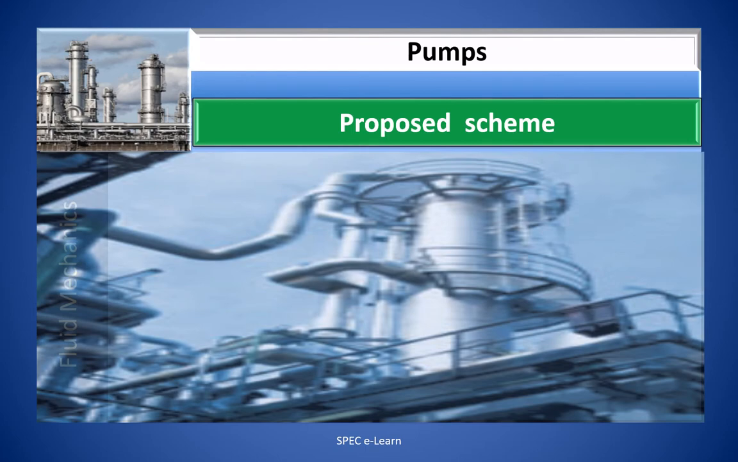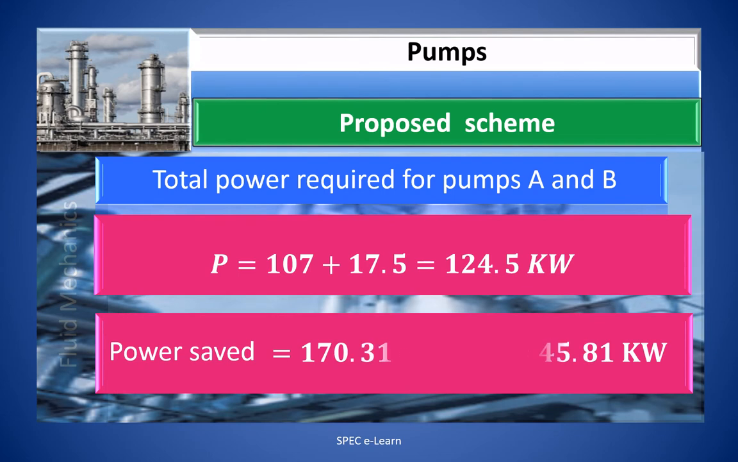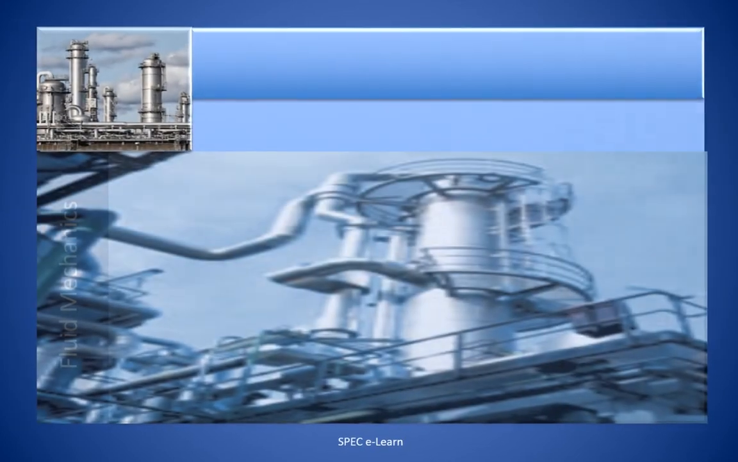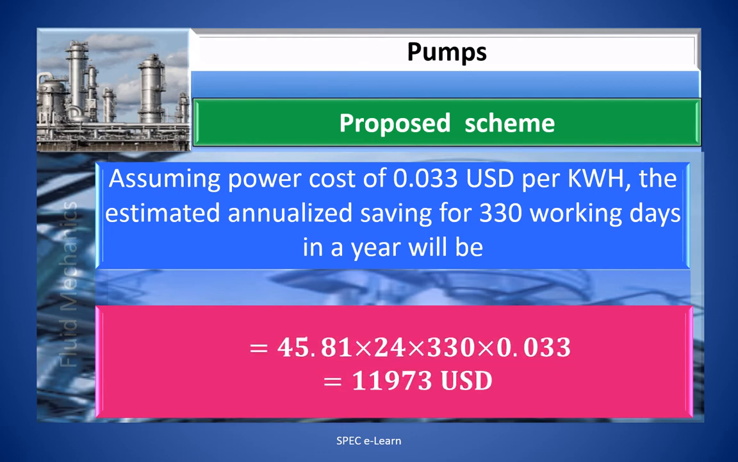So total power required for pump A and B together is P equal to 107 plus 17.5 equal to 124.5 kilowatt. The power saved is 170.31 minus 124.5, which works out to 45.81 kilowatts. Assuming power cost of 0.033 US dollar per kilowatt hour, the estimated annualized saving for 330 working days in a year will be 45.81 times 24 times 330 times 0.033, which works out to 11,973 US dollars.